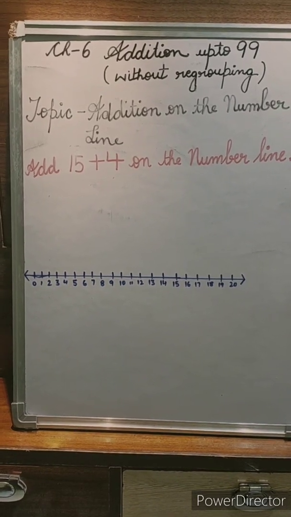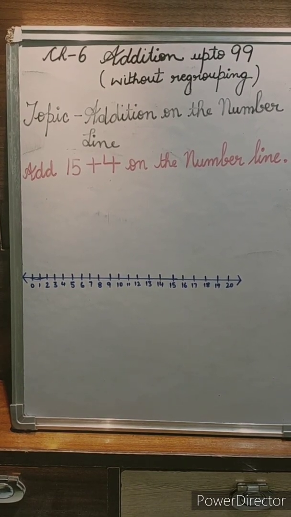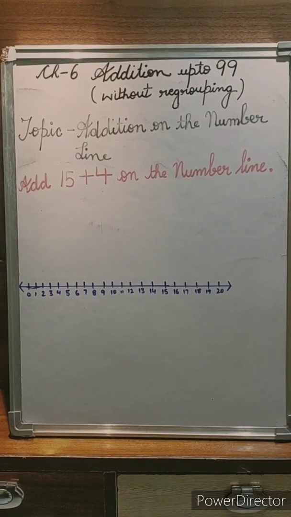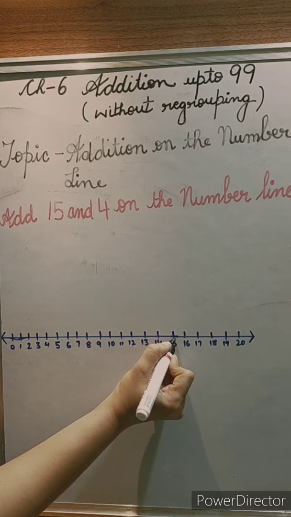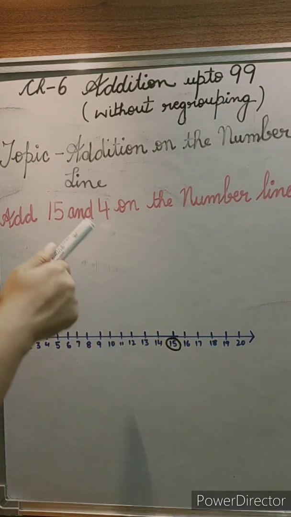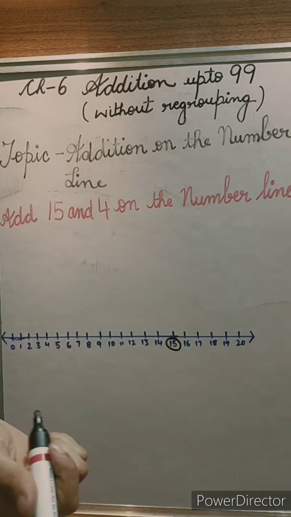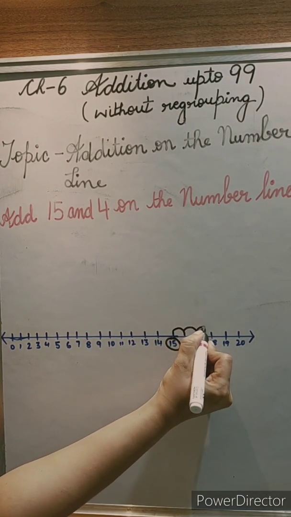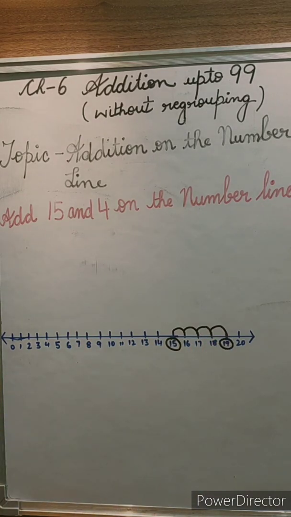So children, come to one more example, that is add 15 plus 4 on the number line. We have to start from which number? We have to start from 15. And how many steps do we have to move forward? We have to move 4 steps ahead from number 15, that is 4 jumps. 1 jump, 2 jumps, 3 jumps and 4 jumps. So we landed on which number? 19.